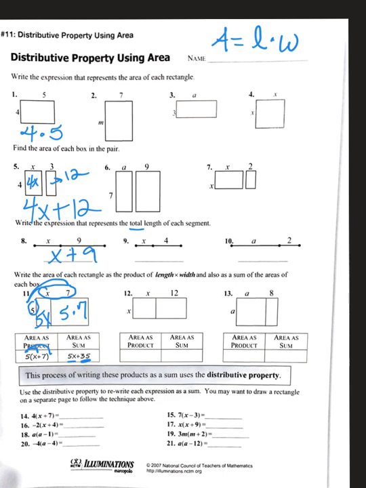Okay, they're going to want you to complete the tables on 12 and 13 just like they completed on number 11. And then the last part is what you have been doing for years with the distributive property. They just want you to do basic algebra. And it says you can draw a rectangle on a separate page if you want to do the technique above, or you could just do distributive property like you've always done. Okay, the direction says use the distributive property to rewrite each expression as a sum. Okay? 4 times x is 4x. Plus 4 times 7 is 28. And that one is done. And then you'll complete that section just like that.